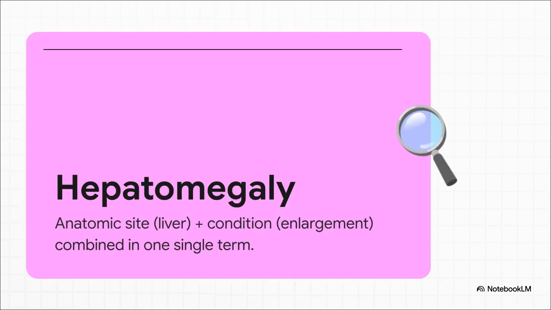Let's put this under the microscope with a practical example. Take the term hepatomegaly. First, grab the root, hepato, which means liver. Then, grab the suffix, megaly, which means enlargement. Put them together, and you instantly get enlarged liver. Boom! You've got the anatomical site and the condition in one single swoop.